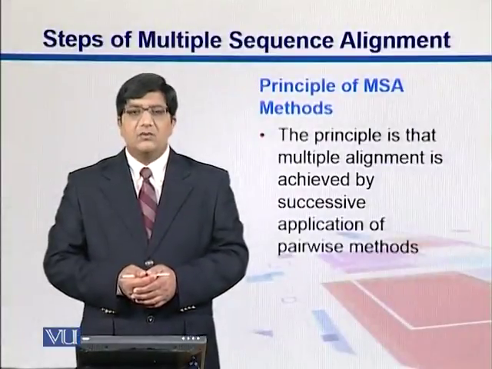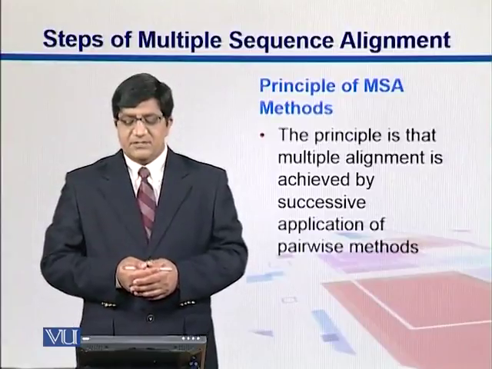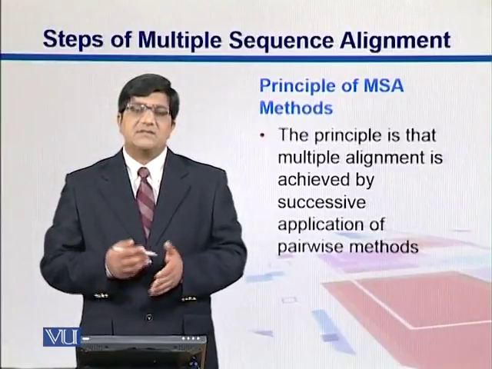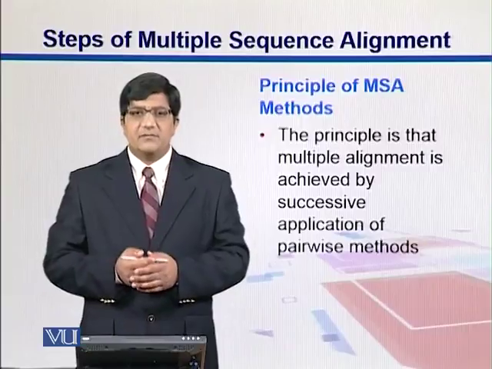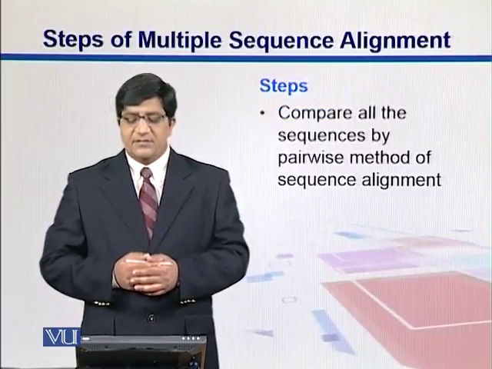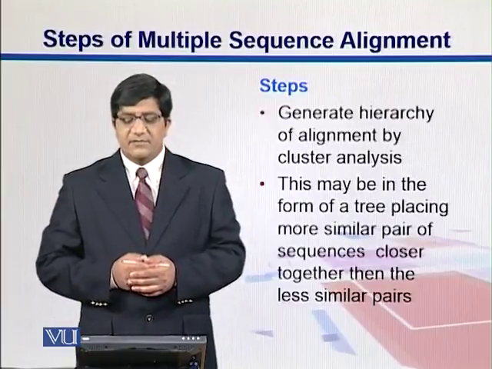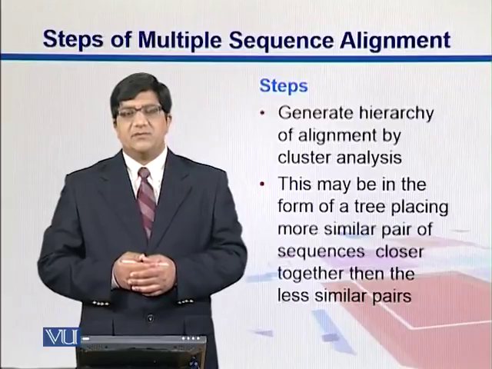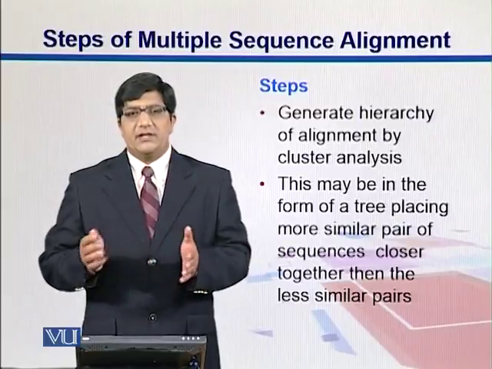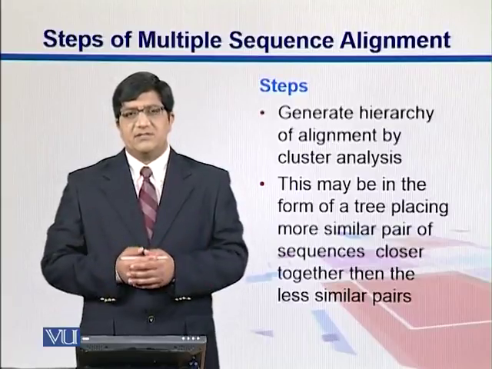Let's look into how in general this multiple sequence alignment is performed. Multiple sequence alignment can be achieved by successive applications of pairwise sequence alignments. So we compare all sequences by pairwise methods. Then we generate a hierarchy of alignment by cluster analysis. So we place those highly correlated sequences together. So in this way we can come up with some clusters.